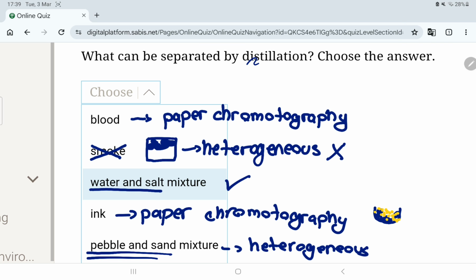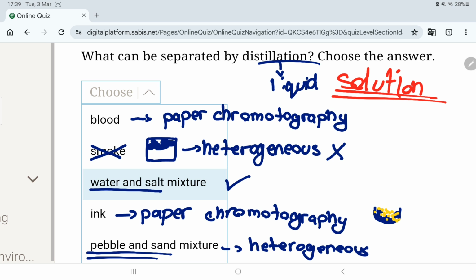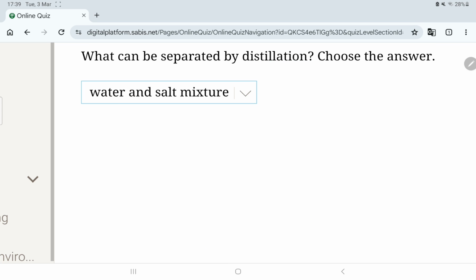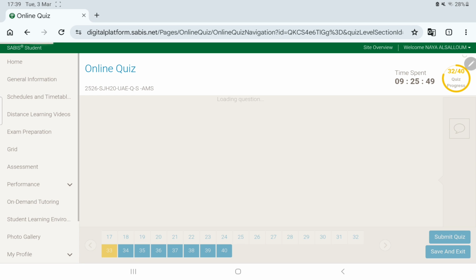Why? Also because distillation, it's a liquid solution. And solutions, we said, are homogeneous. So any heterogeneous option is immediately wrong. And ink and blood, we use them using paper chromatography. So what can be separated by distillation? Water and salt. This one. Water plus salt mixture.